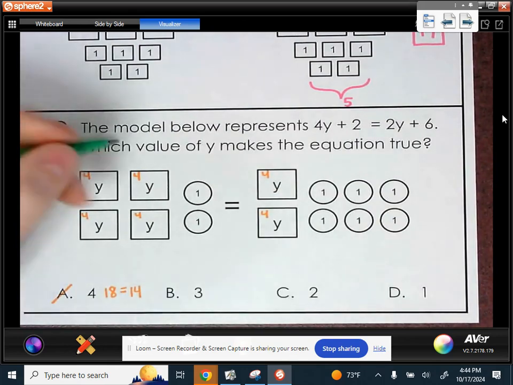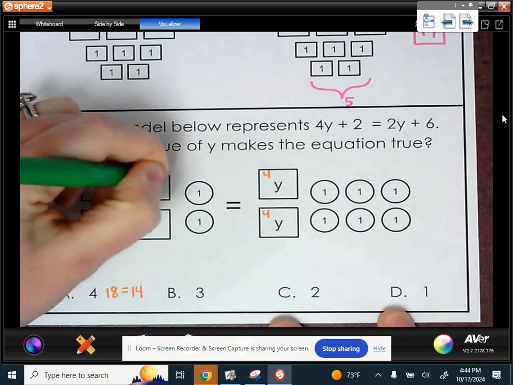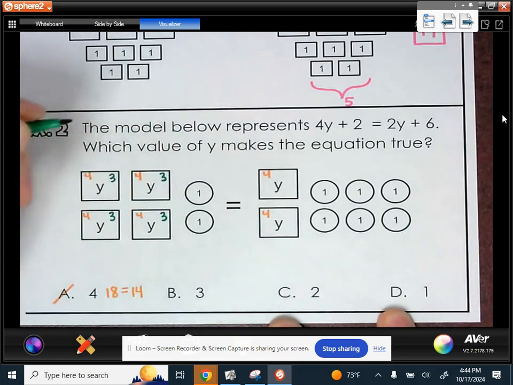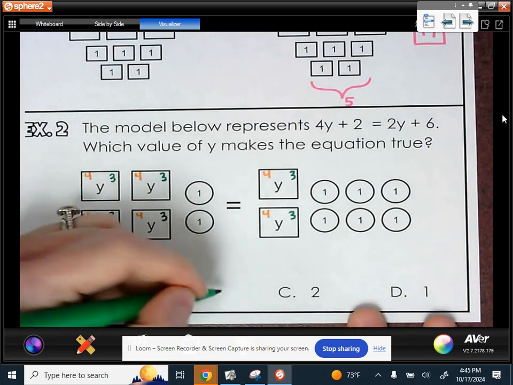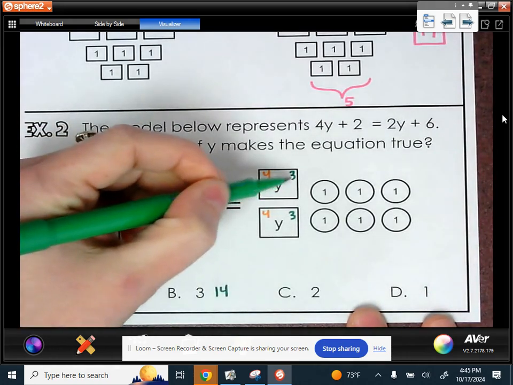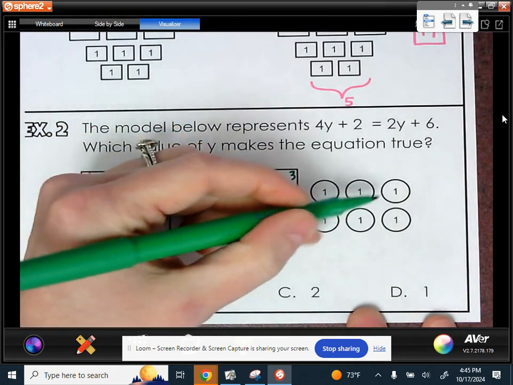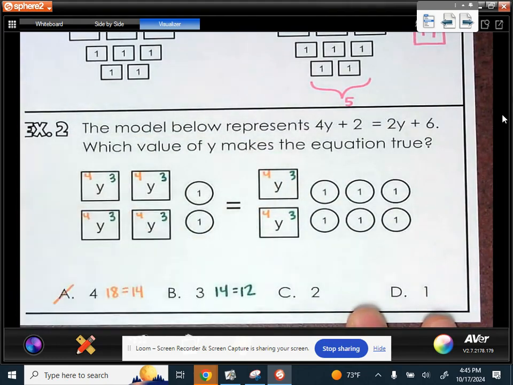Now I'm going to try B, which is that y equals 3. So now I'm going to put a little 3 everywhere where I see y. And if this was a test question, you might want to cross out all the 4s just so that you're not confused. But since I'm using different colors, I'm just going to leave them. So we've got 3, 6, 9, 12, and then 13, 14 on the left side. And then 3, 6, 7, 8, 9, 10, 11, 12. Okay, and again, 14 does not equal 12. That's not true, so we know that that's not our answer.